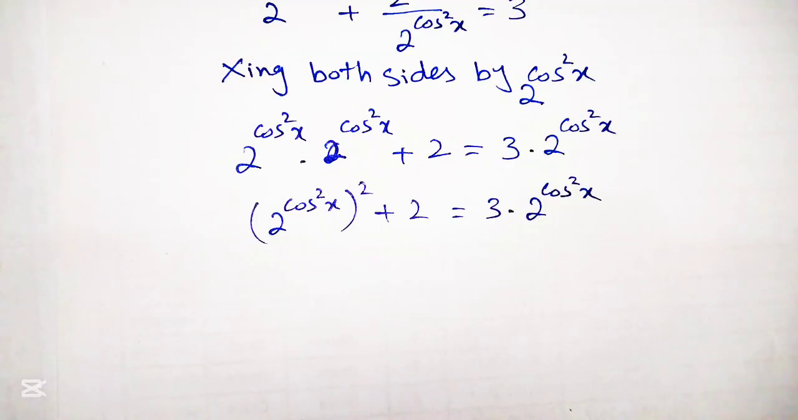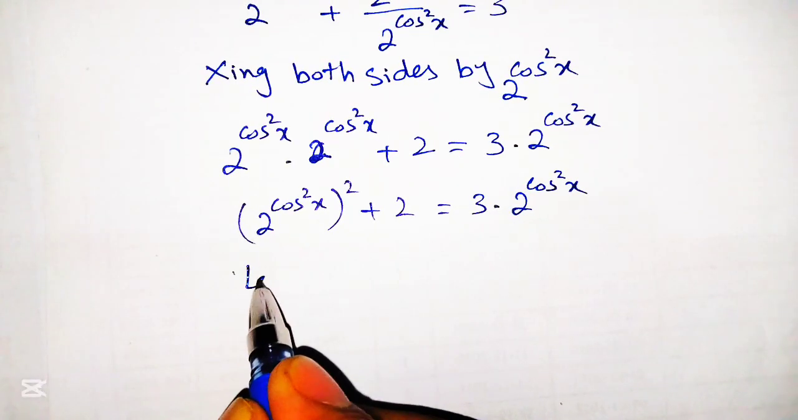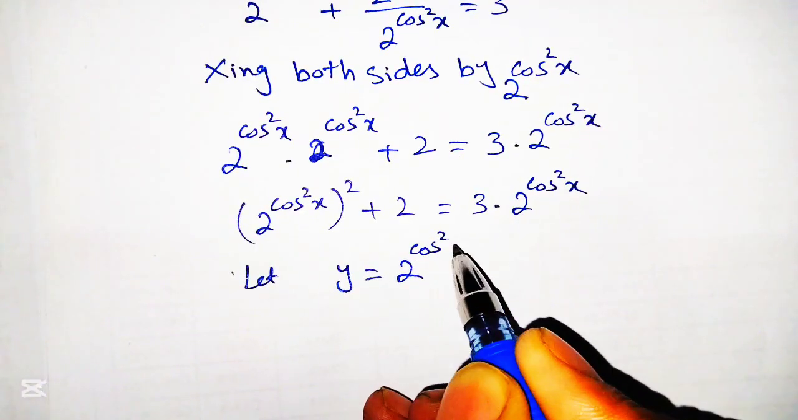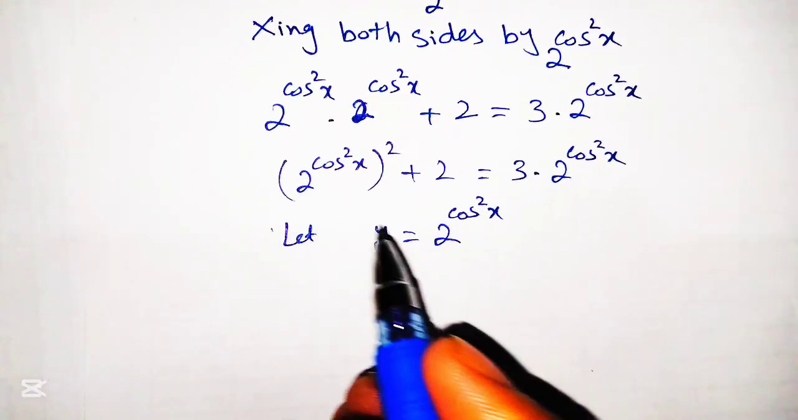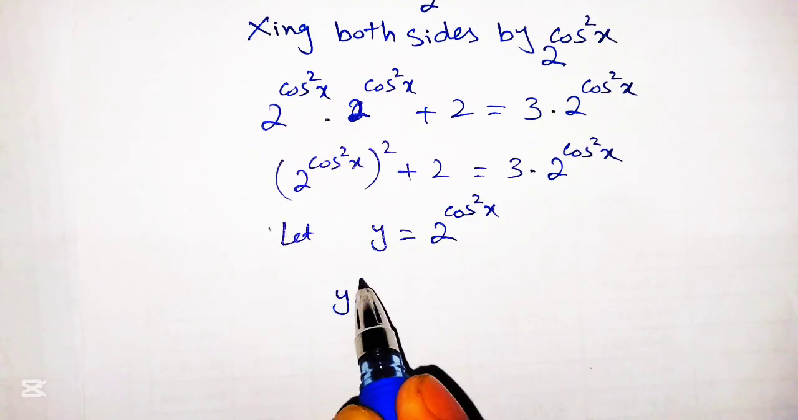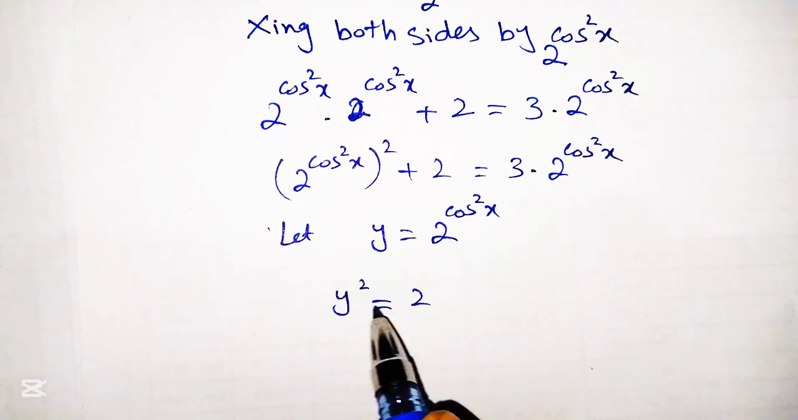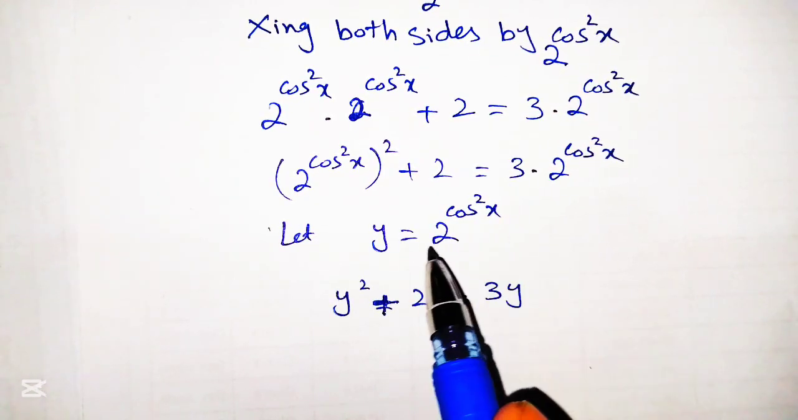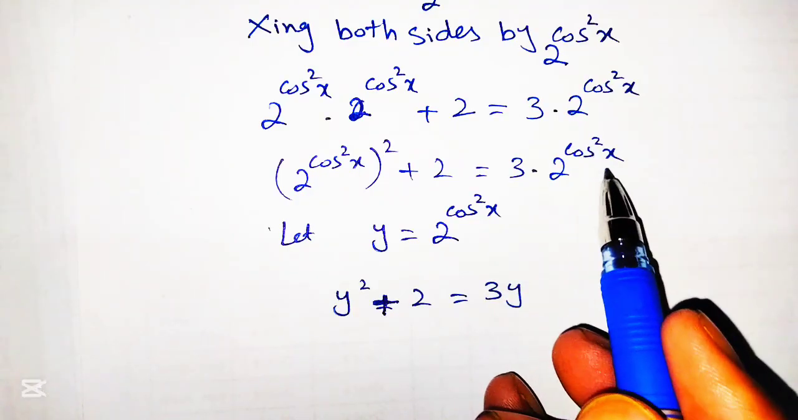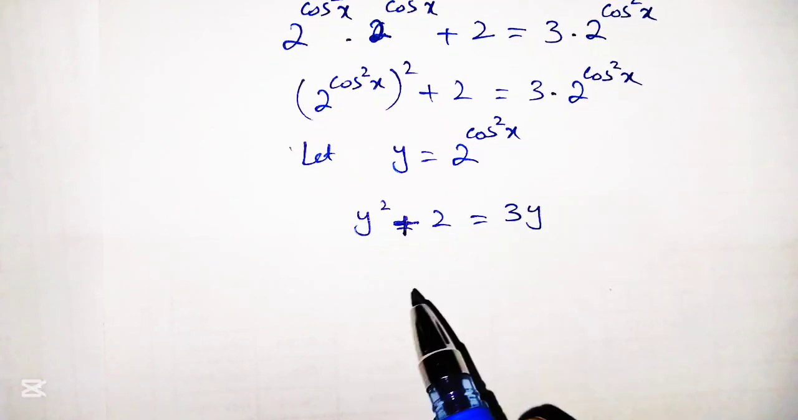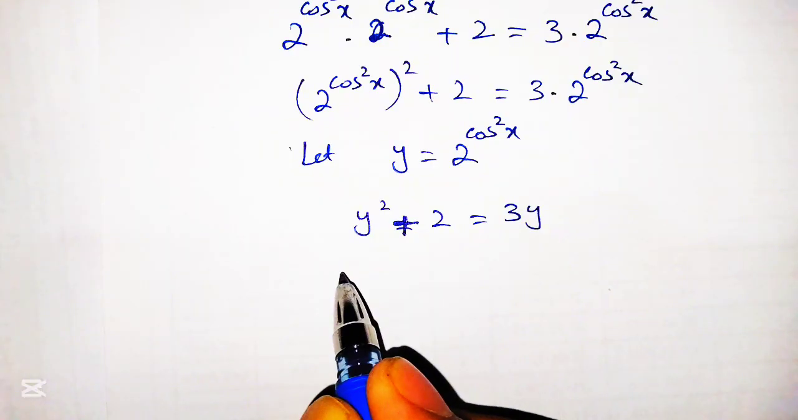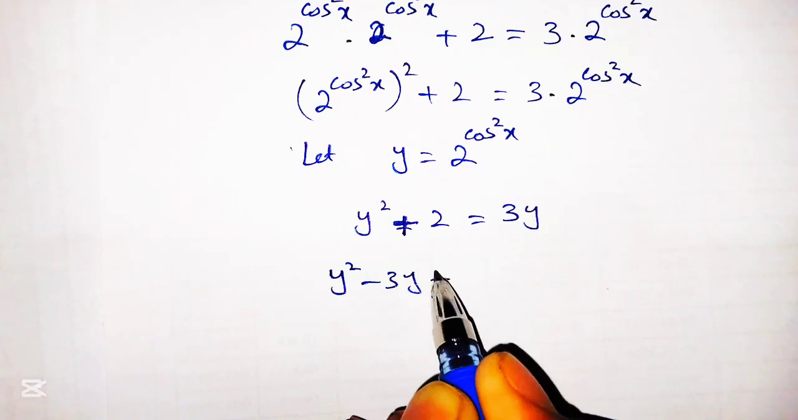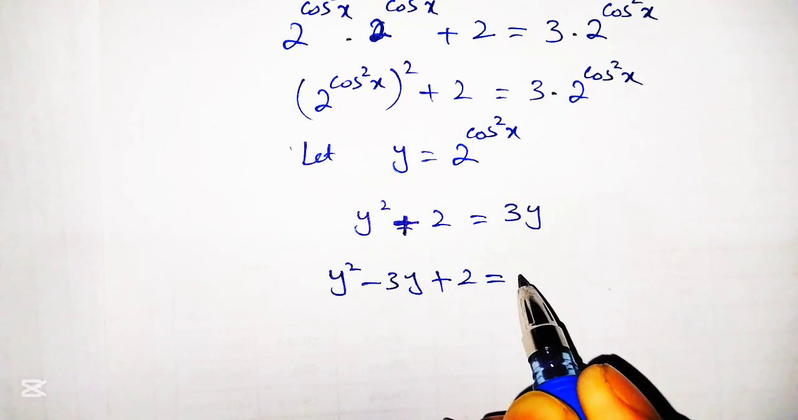Now to solve this, we take let y is equal to 2 raised to power cosine square x, and now this equation will become y square plus 2 is equal to 3y. Putting y is equal to 2 raised to power cosine square x, we can see that now it is a simple quadratic equation. Rearranging this equation, we will get y square minus 3y plus 2 is equal to 0.